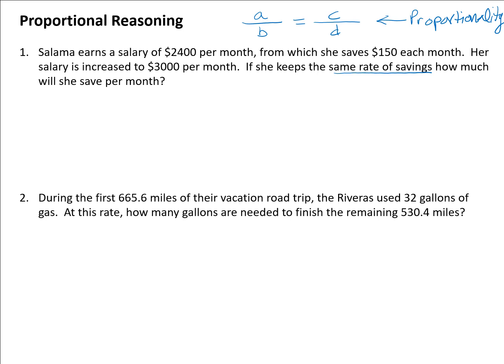Now to do that, what we want to do is to create a rate. So let's start with what her savings is like initially with the old salary. So we'll start with the initial salary. So the original rate would have been that she's got a salary of $2,400 per month and she saves $150. So let's look at it this way. So we want to create a rate with that. Now it doesn't matter whether we put the 2,400 on top or the 150 on top. It's really your choice. I'm going to put the smaller number on top just because sometimes it looks a little nicer that way.